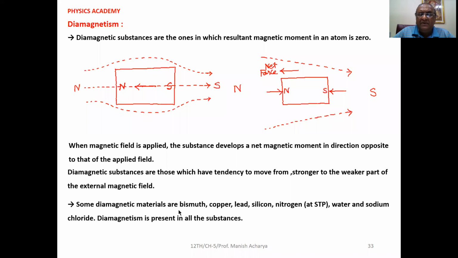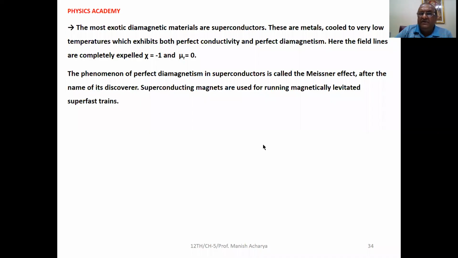Now, some diamagnetic materials are bismuth, copper, lead, silicon, nitrogen at STP, water, and sodium chloride. Diamagnetism is present in all the substances. Clear? See, we already discussed this thing. When a diamagnetic substance is placed in the external field, inside the substance, the magnetic field decreases. In other words, we can say a diamagnetic substance expels the magnetic field lines out of it.